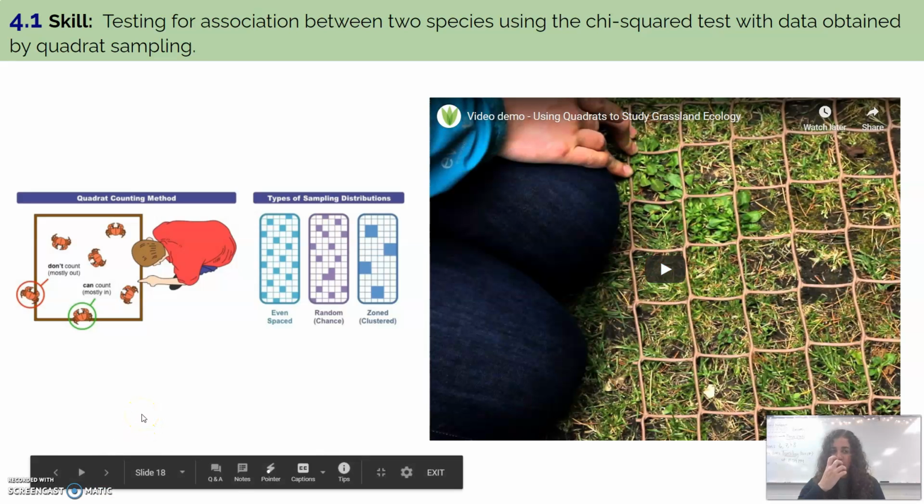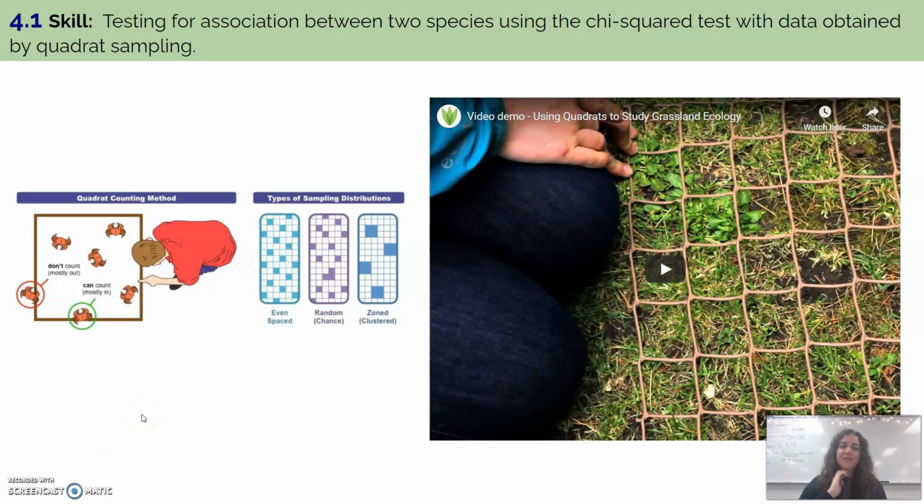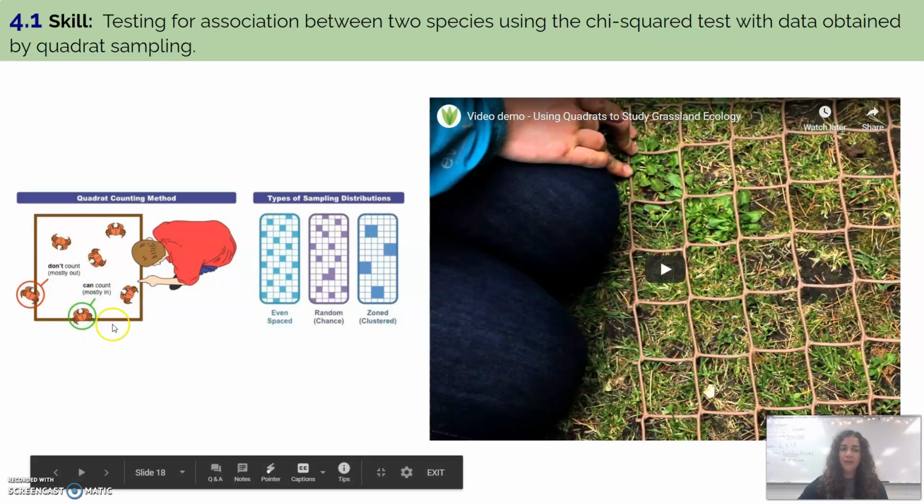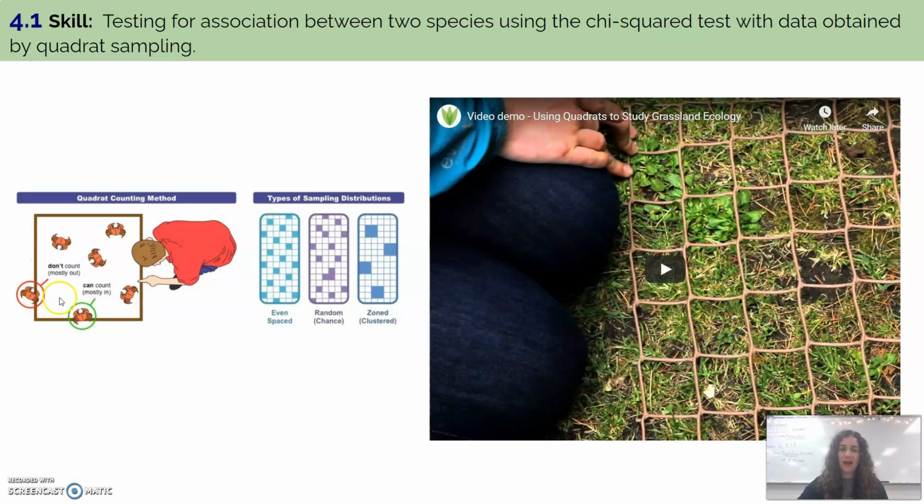This image here on the left-hand side is showing how you would count. If we were not in the middle of a pandemic, we would be able to go outside and actually practice quadrat sampling, and you would see that you can count something if it's mostly in the square, and you wouldn't count it if it's mostly out of the square.